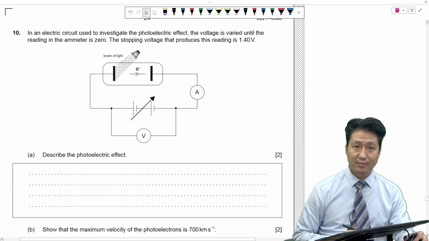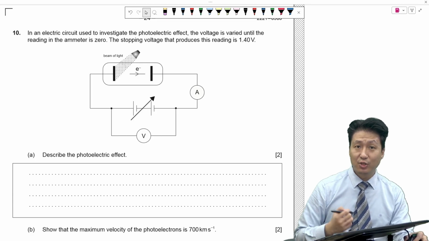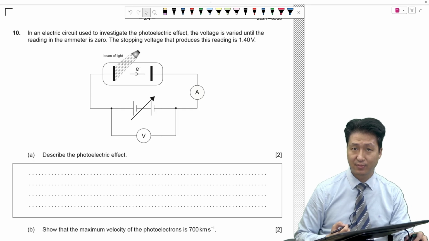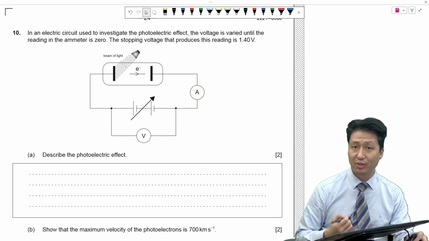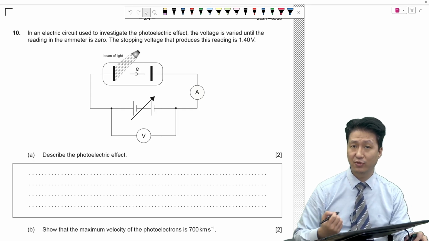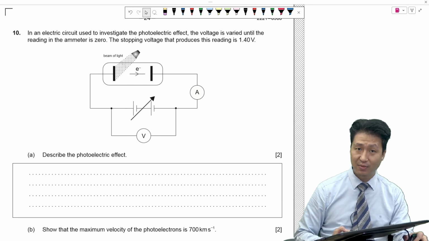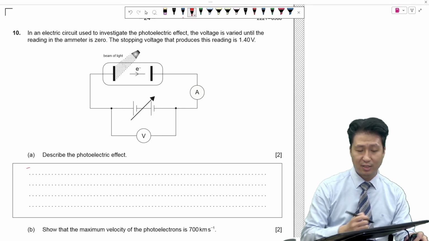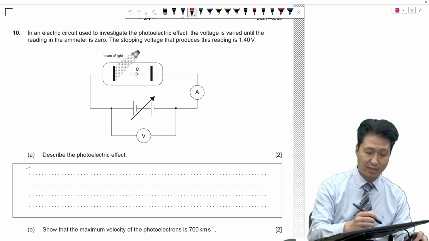Question number 10. In an electric circuit used to investigate the photoelectric effect, the voltage is varied until the reading in the ammeter is 0. The stopping voltage that produces this reading is 1.40 volts. Describe the photoelectric effect. So first, you might want to state that the photon has an amount of energy, right?